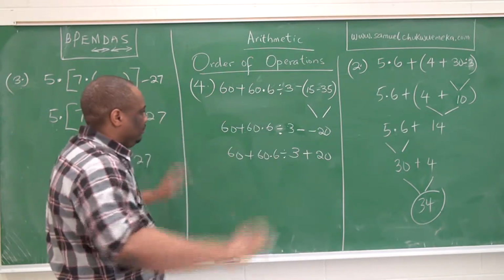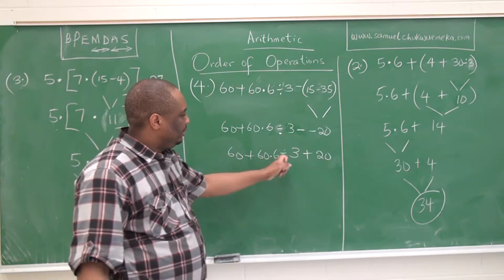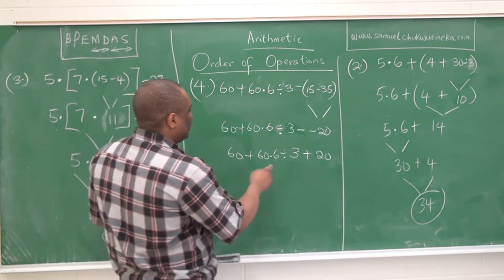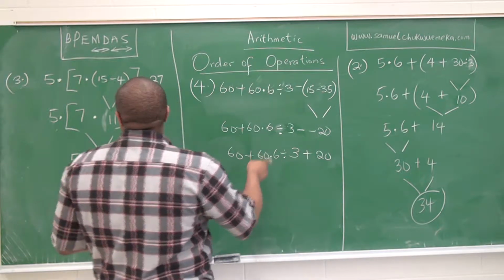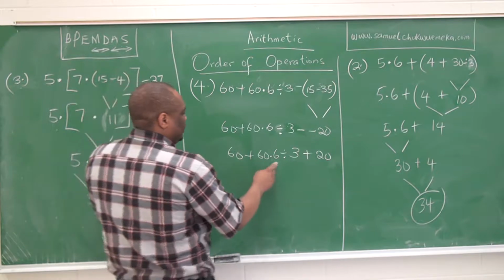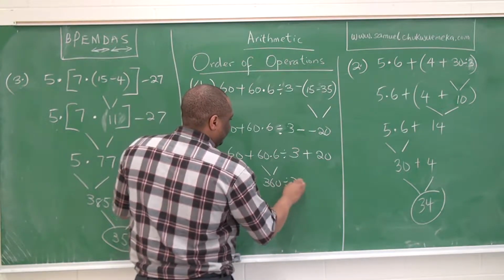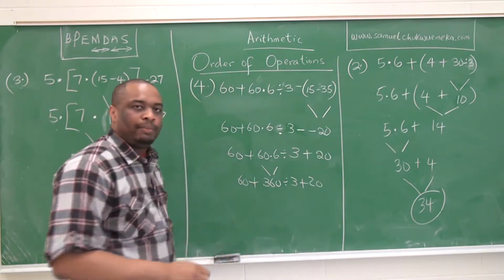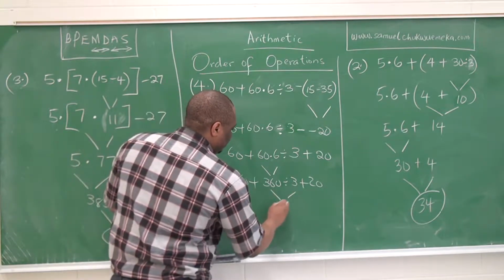Okay, we're now good. We have addition operator, multiplication operator, division operator, and addition operator. So we start with who? We have multiplication and division. Who came first in multiplication and division? It's multiplication. 60 times 6 is what? 360. Then divided by 3 plus 20. It's good you do it one operator at a time. One operator at a time, it helps. Then 360 divided by 3 is 120.